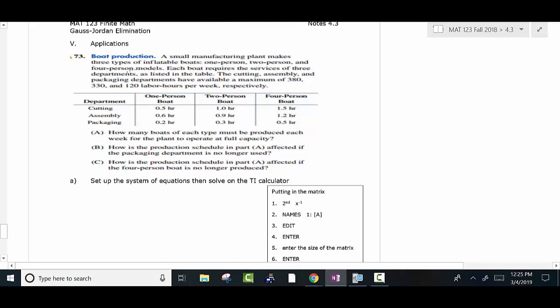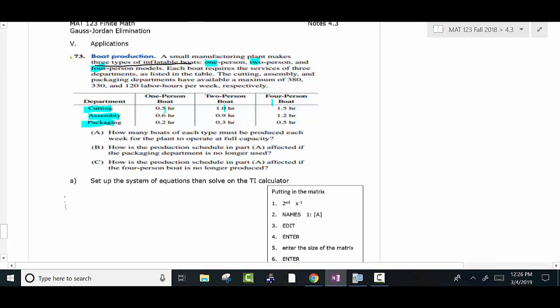First of all, in this problem, it says that you're making 3 different types of boats. The types of boats you're making are a 1-person, a 2-person, and a 4-person. When the company puts this together, there's 3 departments. There's the department that does the cutting of the materials, and this is the amount of time for each boat. You would expect it to take more time, maybe for the 4-person boat. Then there's an assembly row that tells you the amount of time it takes that worker to do one of those boats. Then there's the packaging, putting that all together. So we're going to have a system of equations on this, and we're going to solve on a matrix.